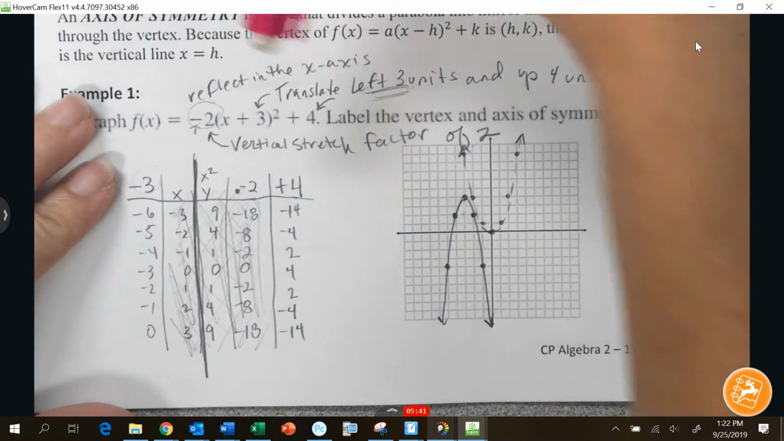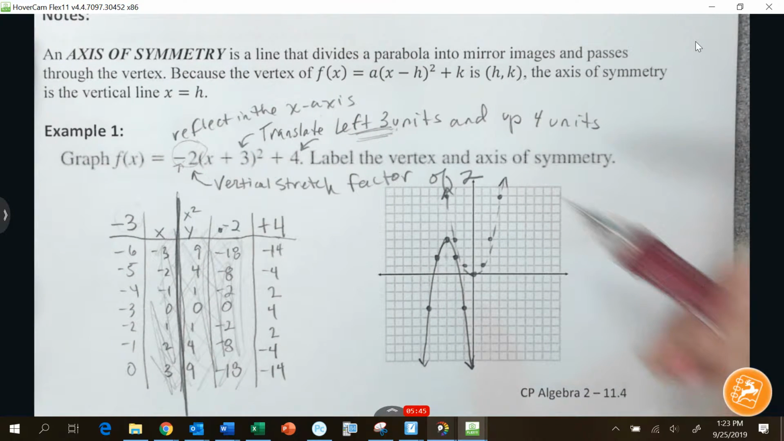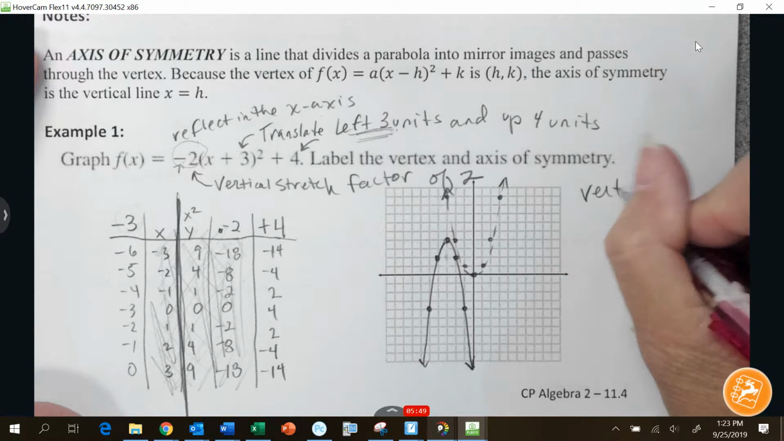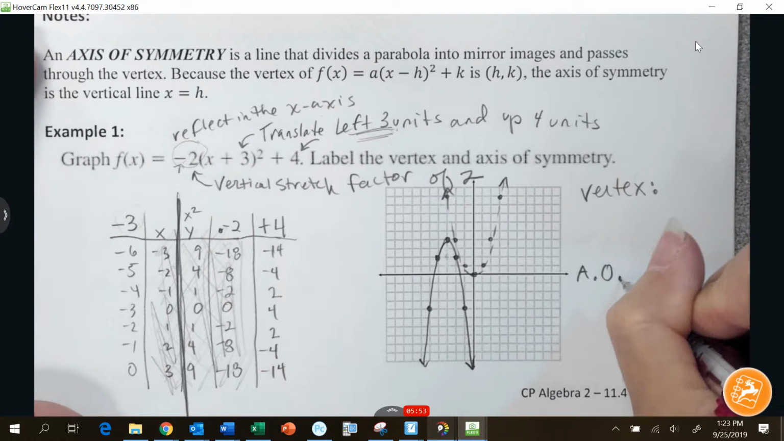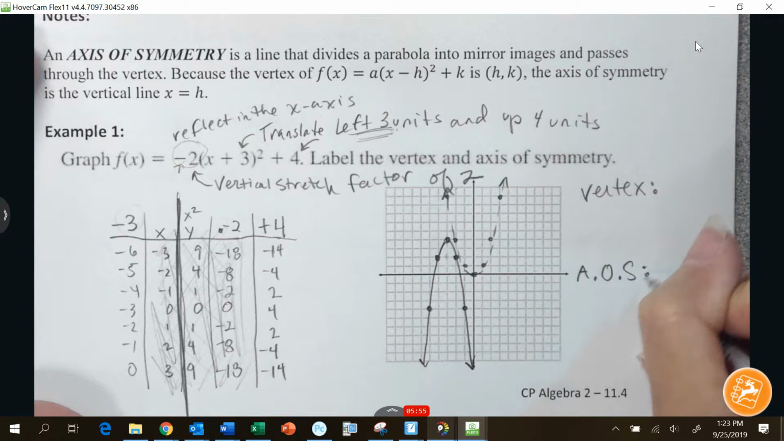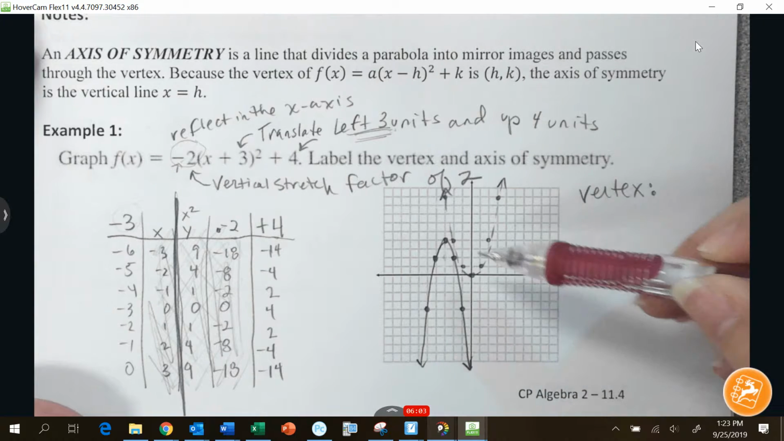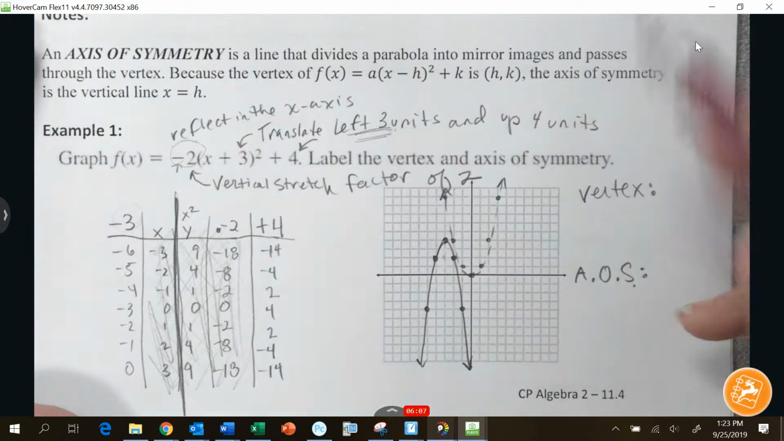Oh, before I change the page, let's find the vertex and the axis of symmetry. The vertex and the axis of symmetry. Where is the vertex on this new graph? -3, 4.